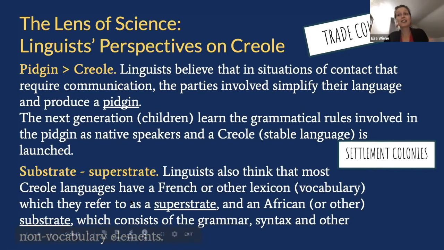This is a theory that's still great in many ways, because it does say that there's an African basis to the substrate, the syntax, the grammar, and so on. But we'll talk a little bit more about that question of vocabulary and lexicon. So these, in sum, are the two main theories in linguistics about Creole.